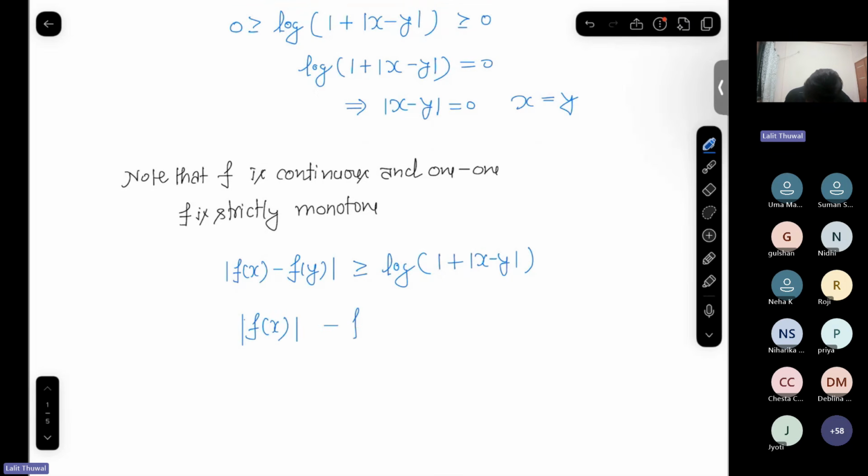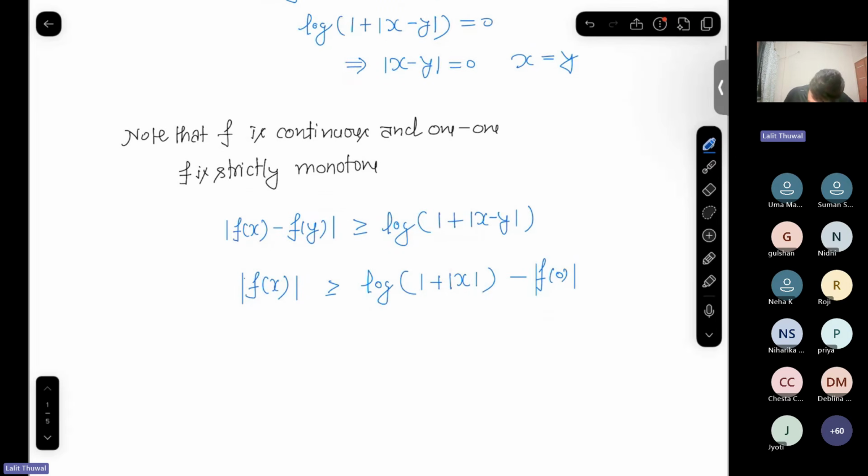I think this is clear to you. So you can put y equal to 0. Okay, so this is clear to you. Log of 1 plus mod x. I have skipped some steps, right? If you put, you will have f(0), then you can use the inequality. I think it will be minus of f(0) on this side. Is it okay? Yeah, right.